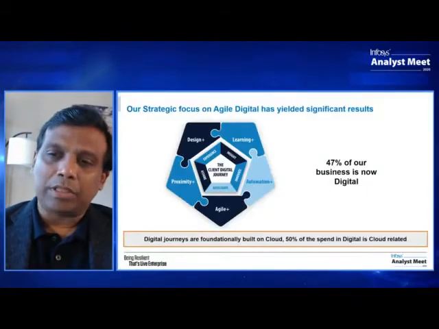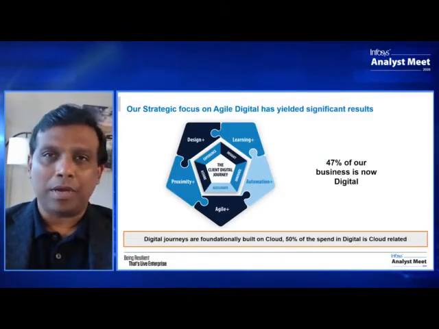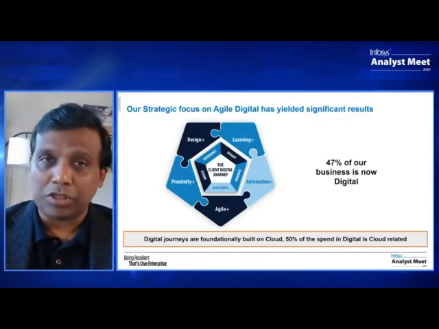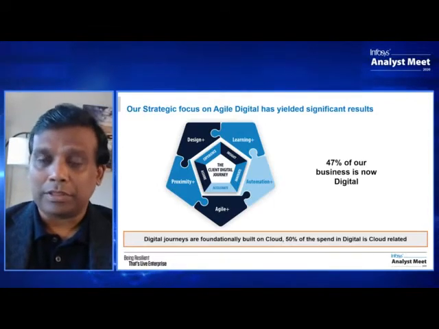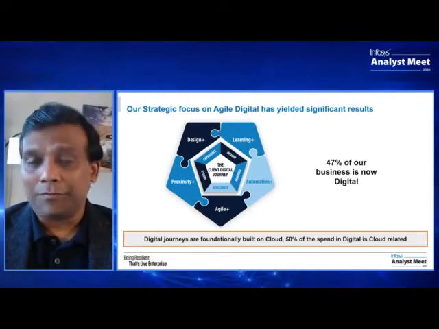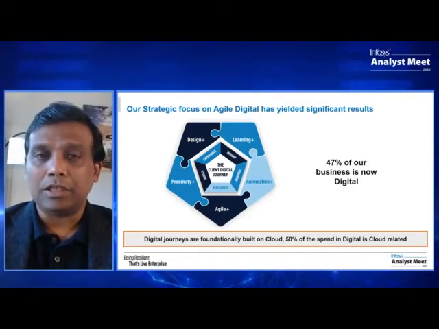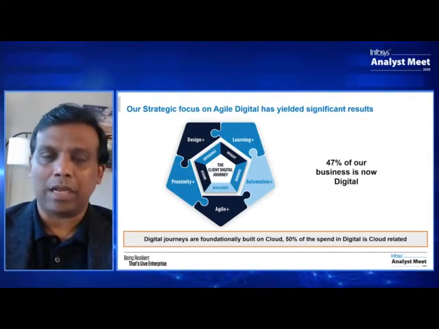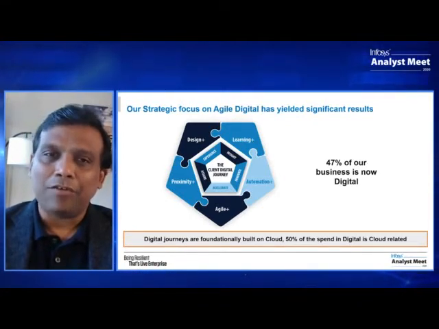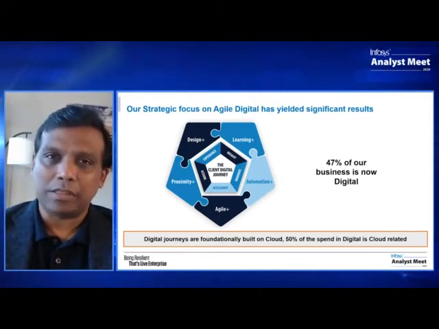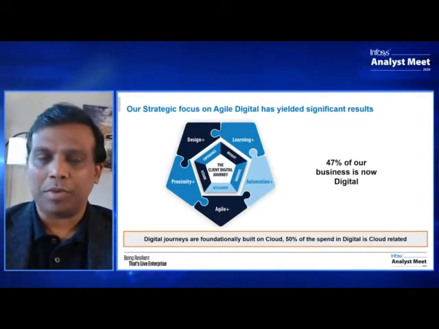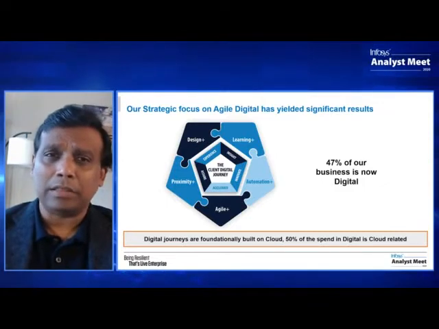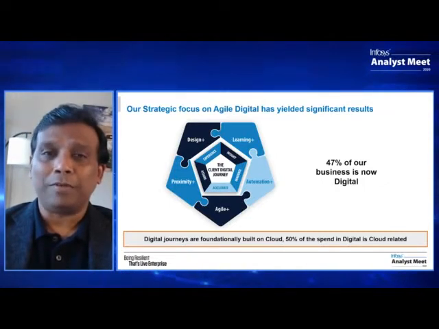So let me just start with a little bit of context about the agile digital narrative of Infosys. Over the last few years, we've had significant growth in digital services. 47% of our business today actually comes from Infosys Digital. It pivots around the 5 pillars of the digital pentagon we spoke about. The digital pentagon is a manifestation of the digital services our clients are consuming.